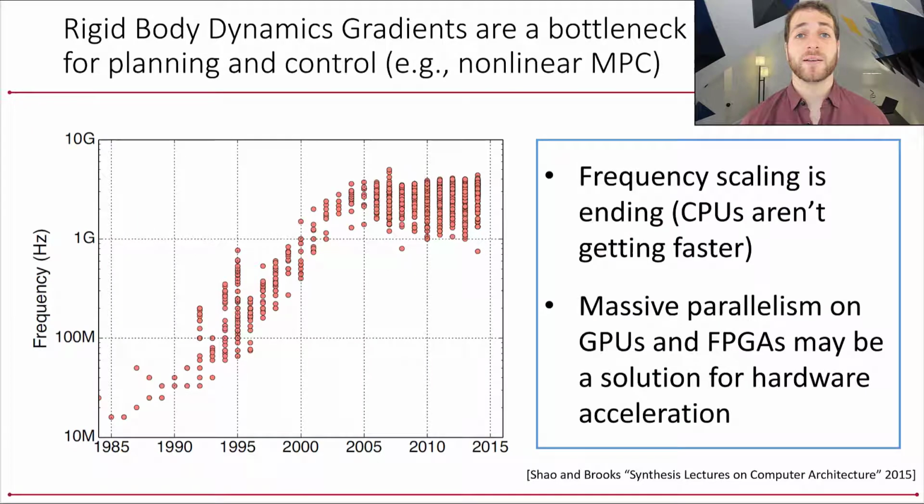At the same time, CPU hardware is not getting any faster. In fact, since about 2005, the clock speed of CPUs has remained relatively stagnant. This means that we need to find new ways to overcome these bottlenecks. We suggest that massive parallelism on GPUs and FPGAs can be one very effective way to overcome these limitations. Therefore, we need to consider how to best accelerate these algorithms on these more parallel hardware architectures.